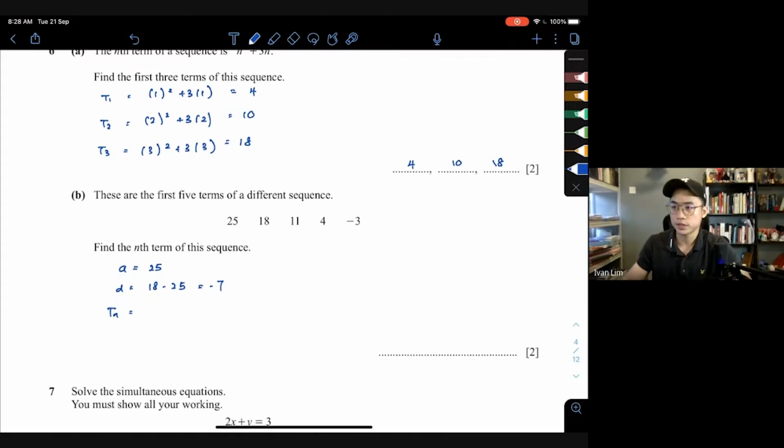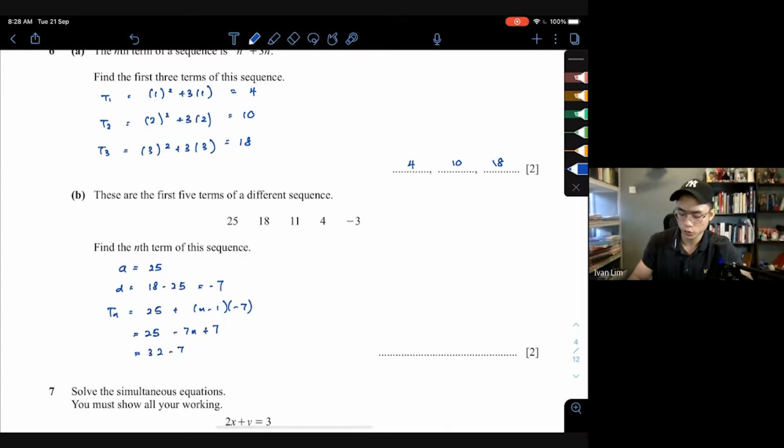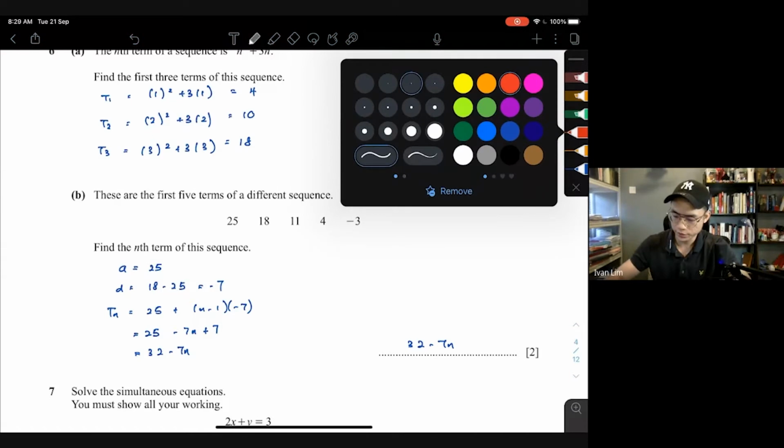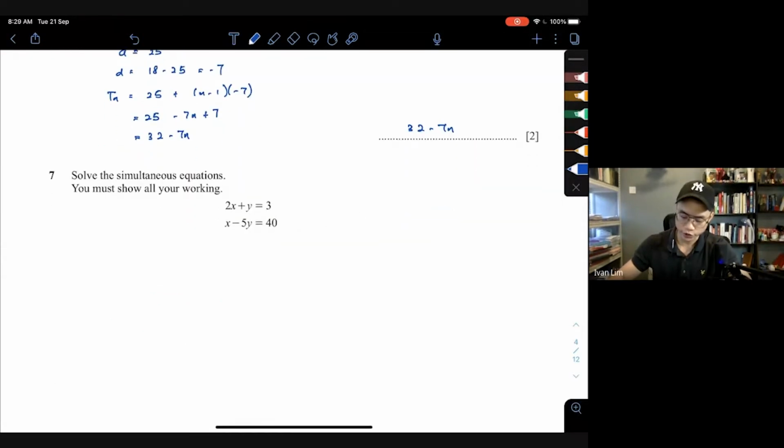So to construct the nth term of this sequence, which is an arithmetic progression: a plus (n minus 1)d. That's the formula. You get 25 minus 7n plus 7, which equals 32 minus 7n. Right? So this is a 2-mark question. a plus (n minus 1)d is a formula that you're going to memorize for arithmetic progression.